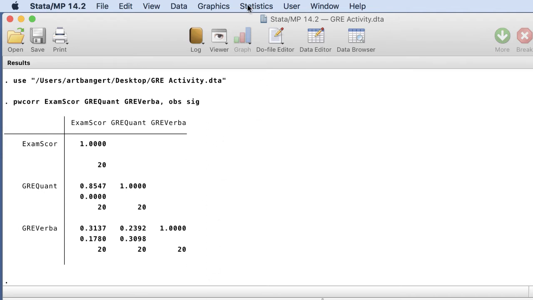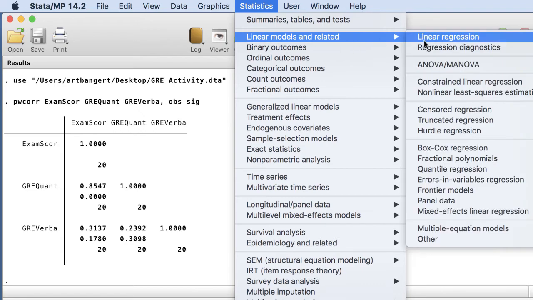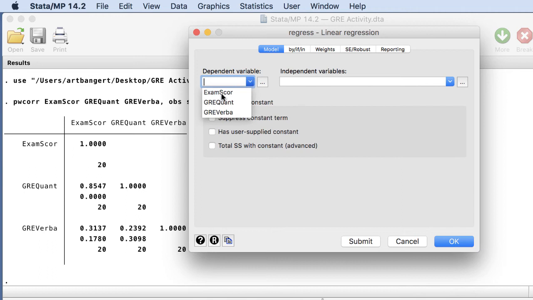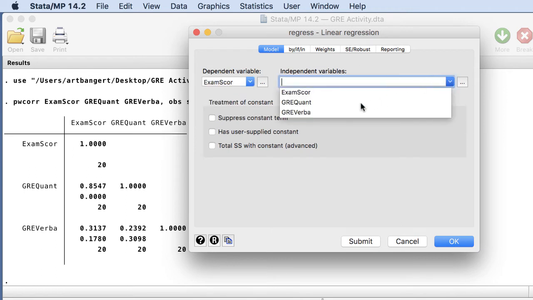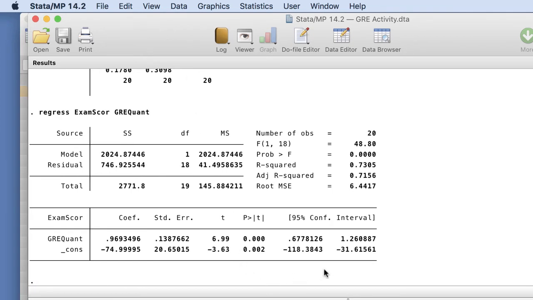So let's go back to statistics and then linear model and linear regression. In this case, the dependent variable, we're going to put exam score. And for the independent variable, we're going to put GRE quantitative. And then we're going to go OK. And so this is our linear regression output. You can see that it's quite a bit of information compressed into one area.